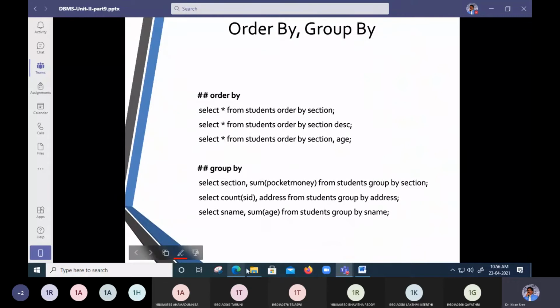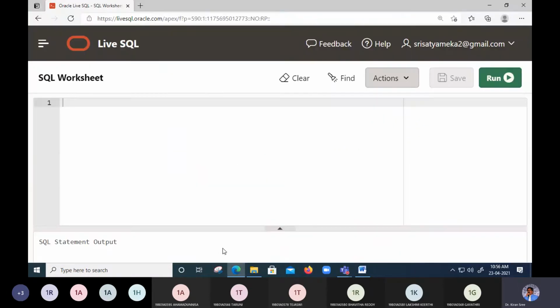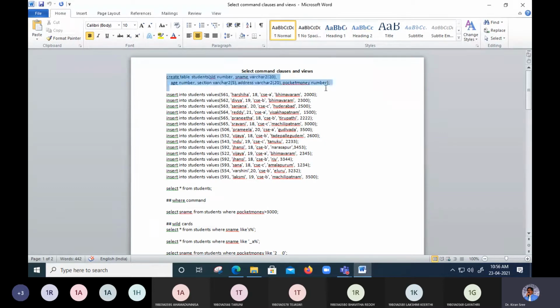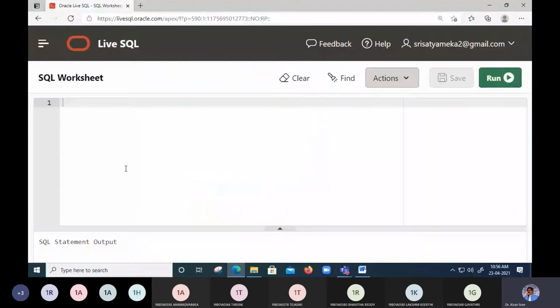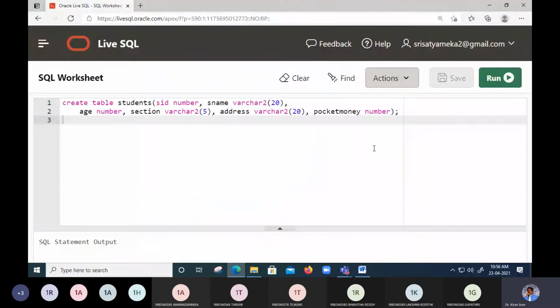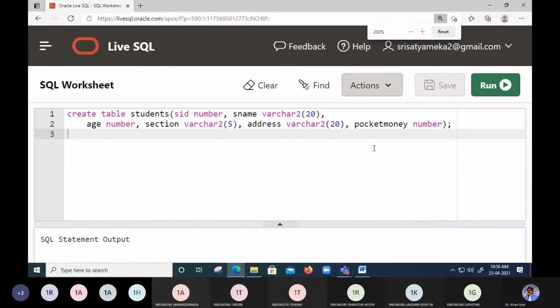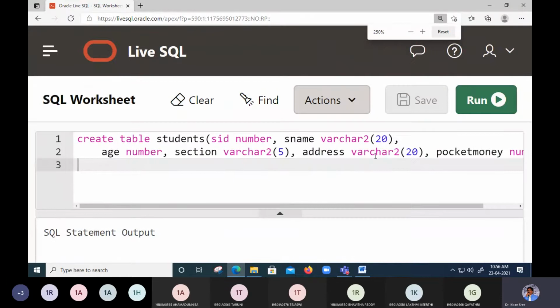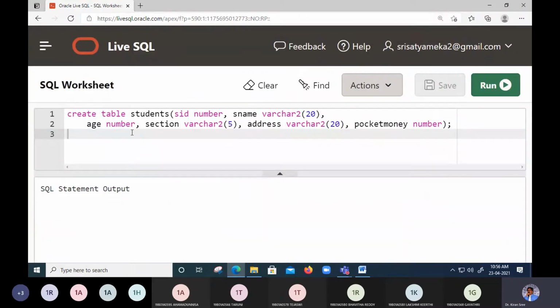Now we will start working on the lab exercise. We have opened an online SQL editor, from livesql.oracle.in. First of all, I will create a table here, so I can show you the content.